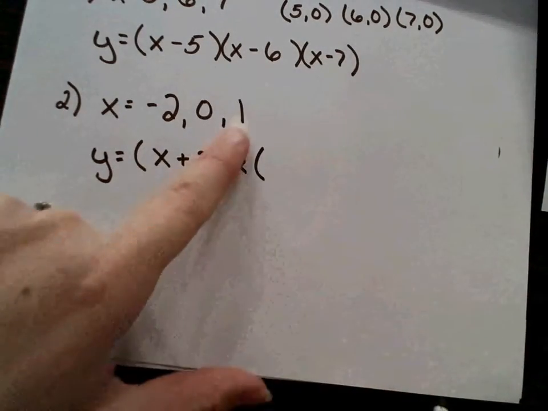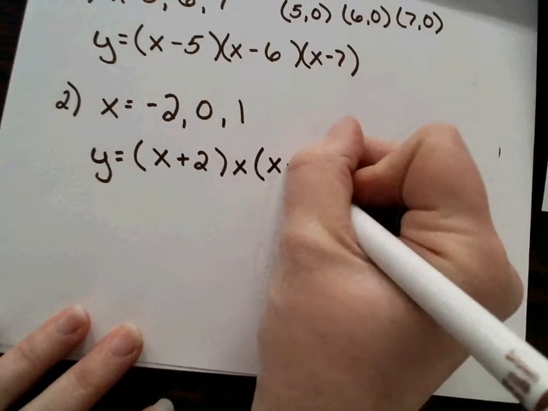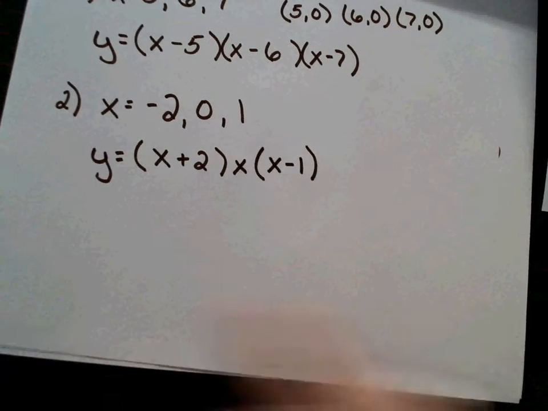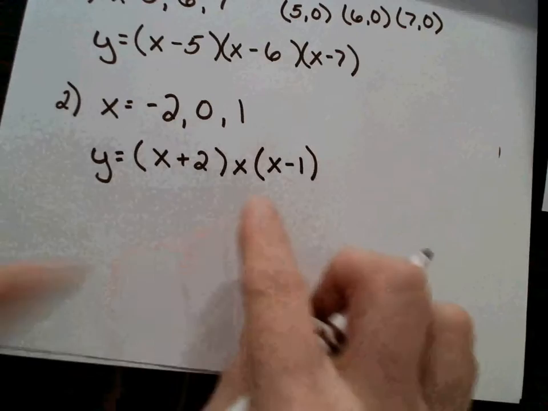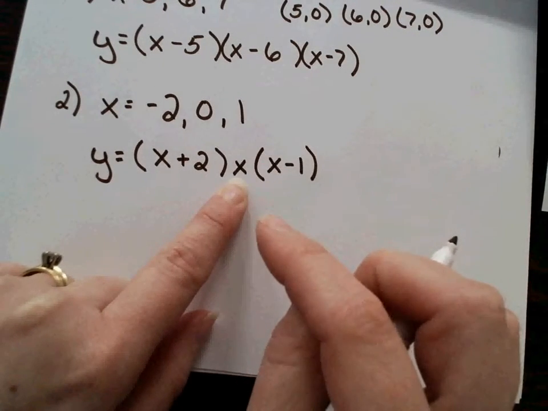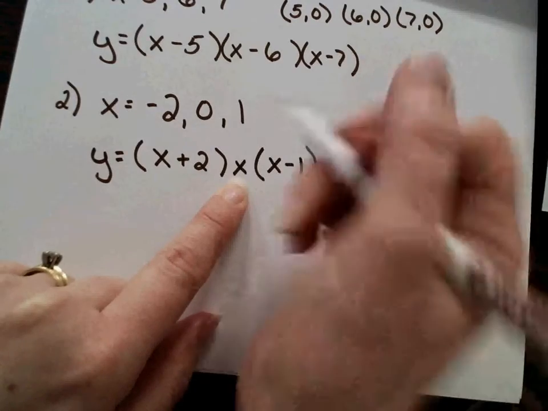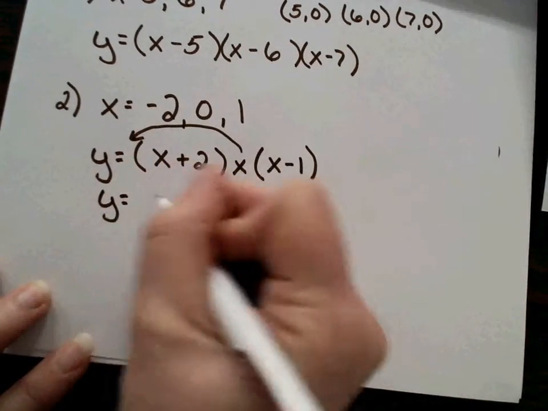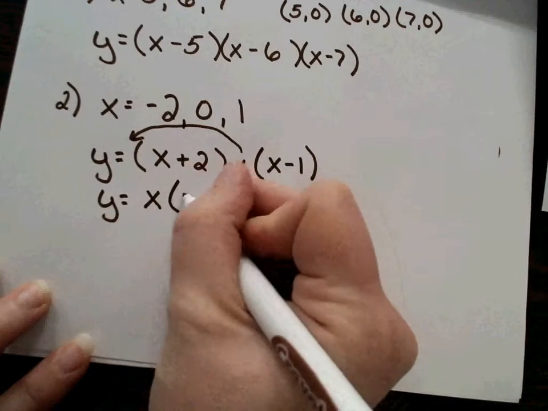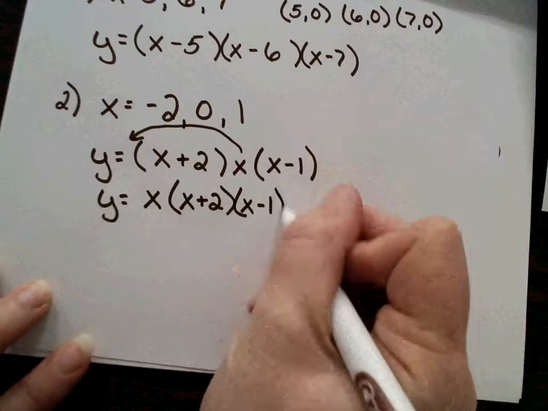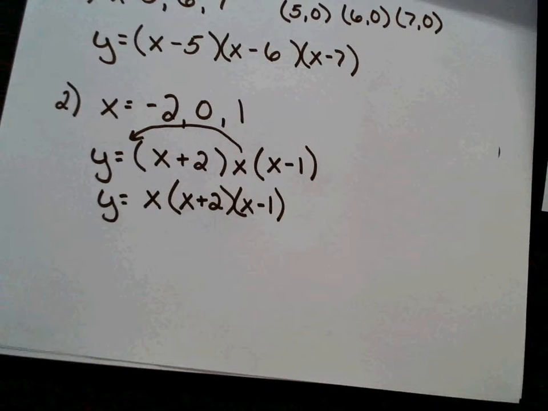And then the 1 would be x minus 1. Now, you will not see that written that way, because where should this x go? Not inside a parenthesis, it should go out in front of everything. So this will be written as x, and then x plus 2, x minus 1. That's the proper way to write that.